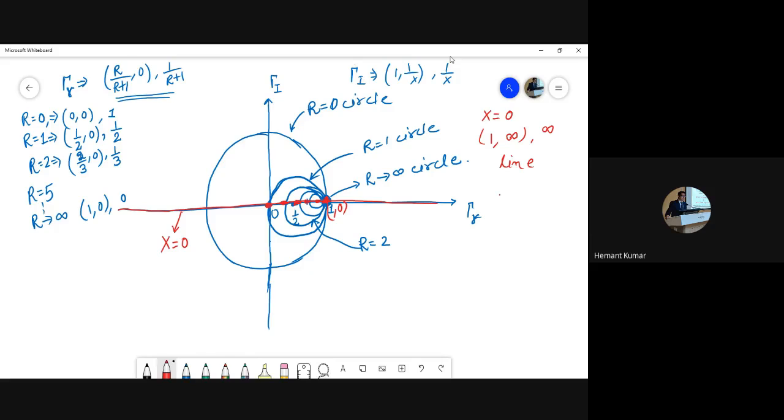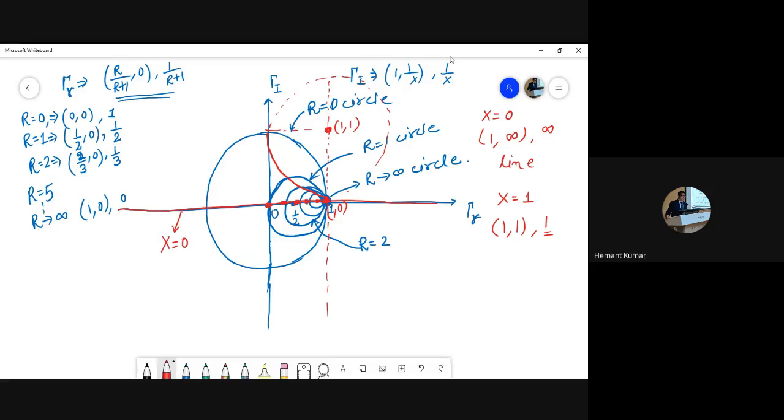So similarly you can plot for X is equal to 1. If you plot for X is equal to 1, the radius will be 1 and the center will be 1 comma 1. So what is the center? Center is lying at this line. This is 1, this is also 1. So the center is this 1 comma 1. And what is the radius? Radius is also 1.